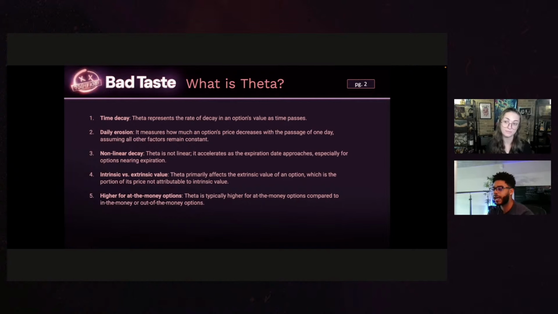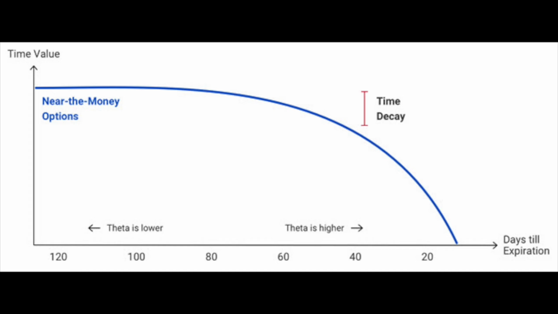Higher for at the money options. Theta is typically higher for at the money options compared to in the money or out of the money options. Another thing it doesn't mention on here though, it's constant. So we could always roll our positions, add a little bit more time, but time never stops. So they're always losing value.